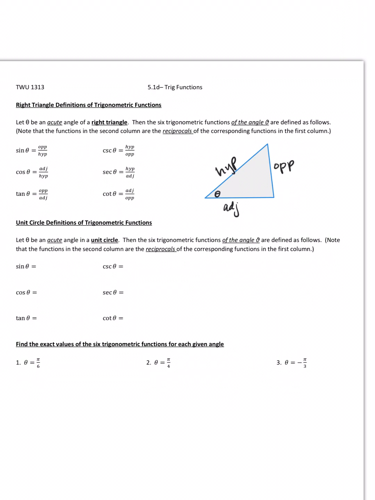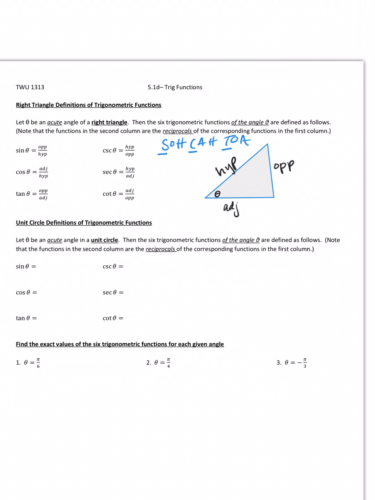Now notice that the functions in the second column are reciprocals of the corresponding functions in the first. So cosecant is hypotenuse over opposite. It's just the flip of sine. Secant is hypotenuse over adjacent. Cotangent is adjacent over opposite. So if you can focus on these three and remember which ones connect back, they just flip to the reciprocal, okay? So maybe you remember SOHCAHTOA. That might help. Sine, cosine, tangent, opposite and adjacent, using those letters to help you.